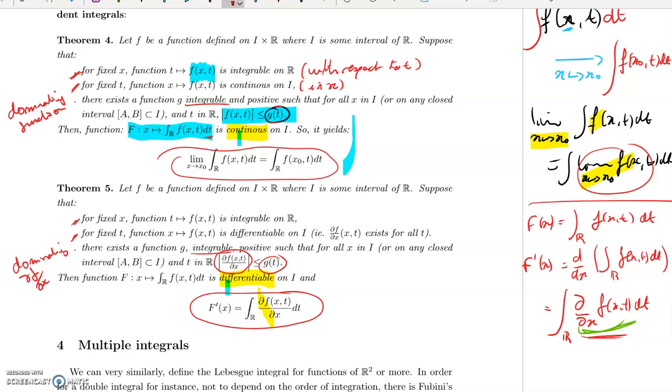And then I can apply my Lebesgue theorem. Well, it's just applying the convergence theorem, actually, right? And so this is our conclusion. Then the derivative of F, capital F prime, is just the integral of the derivative.